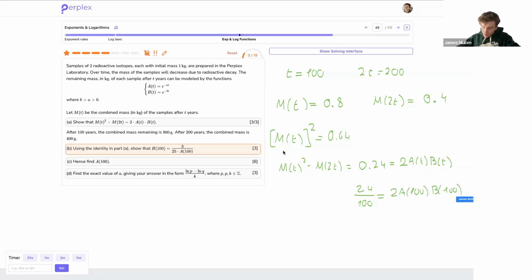And I divide by 2 on both sides, and I get 12 over 100 is equal to a 100, b 100. And now 12 over 100, if I divide by 4 on the top and the bottom, is 3 over 25. Which means that if I now divide on both sides by a 100 to isolate b 100, I get the desired result, b of 100 is equal to 3 over 25 a 100.